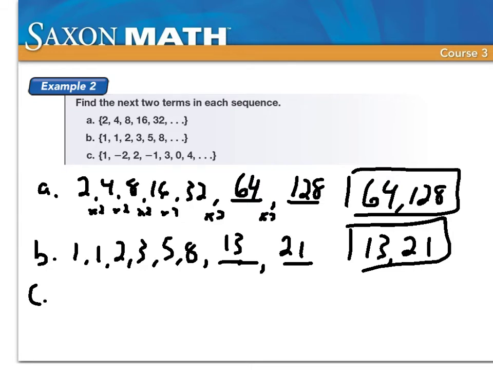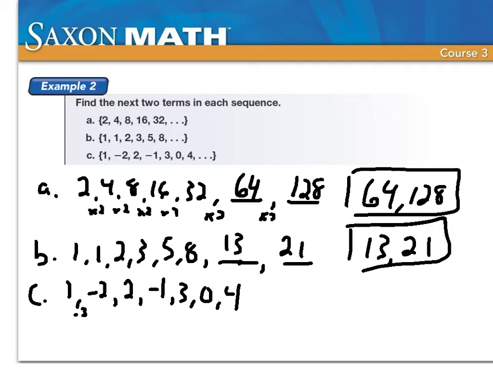Alright, and C, let's go ahead and write this one down. 1, negative 2, and then 2, and negative 1, and 3, and 0, and 4. Again, this one doesn't look like the same thing's happening every single time. I could go by multiplying here, and multiply by negative 2, but then how do I get back to this one? If I go times negative 2 here, I multiply times negative 1. And then if I went times negative 2 again, that wouldn't work. So let's say here, between 1 and negative 2, I am subtracting 3.